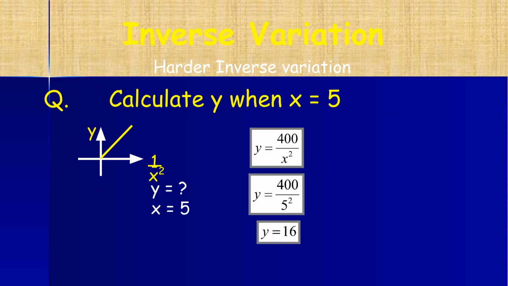Using the formula y equals 400 over x squared, let's calculate y when x equals 5. Substituting x equals 5, we get y equals 400 over 5 squared, which is 400 over 25, so y equals 16.